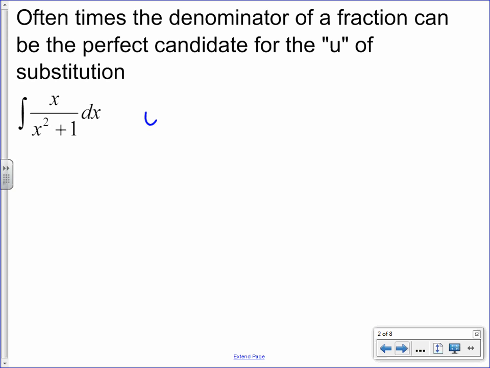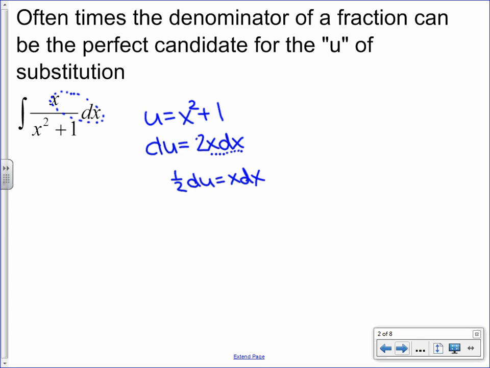If we let u be x squared plus 1, what is du? 2x dx. And we have x dx, right? Okay, and I have x dx. So what do we need to do? Okay, this 1/2 is going to have to go in with the du. So our integral becomes 1/2 times 1 over u du.